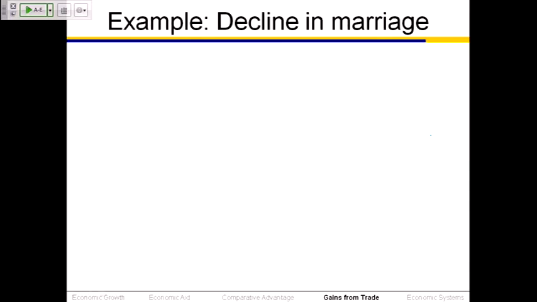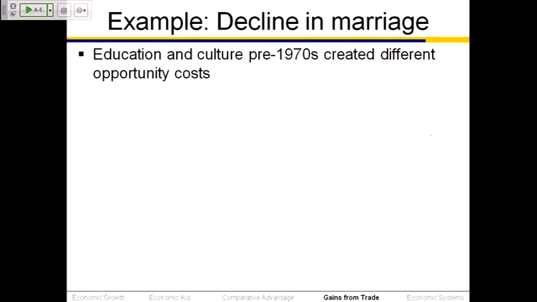So if we look at marriage patterns in the United States, what we see is that there has been a substantial decline in marriage in the United States since the 1970s. Fewer people are getting married, and people are getting married later. Let's think about why.